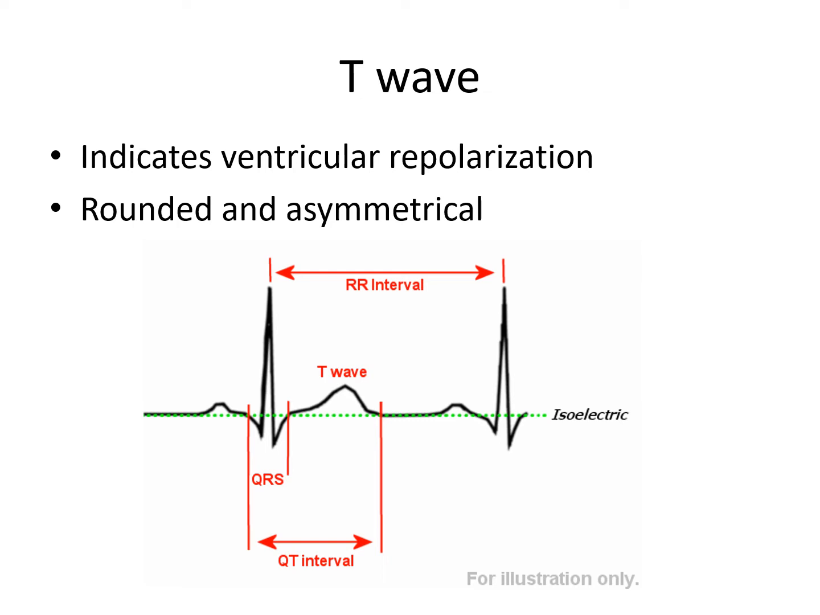The T wave indicates ventricular repolarization. It is rounded and, as we said, asymmetrical. So if you drew a line down the middle, you would see that this side looks a little different than this side. Also, this slide is nice because it shows you in the neon green dashed line, this is that isoelectric line. And we use that to see if we have a negative or positive deflection.